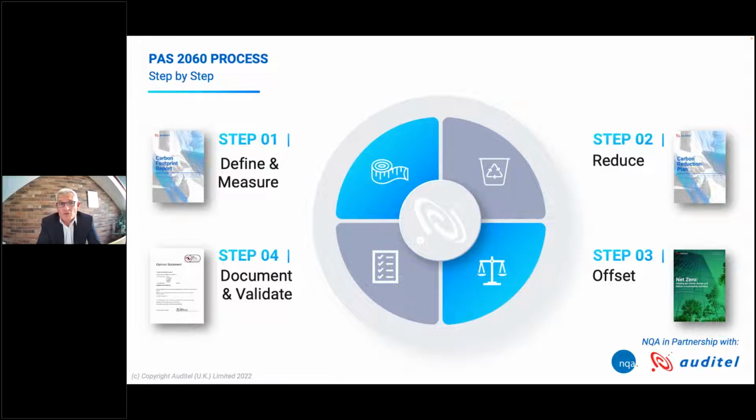We started with the first step in the process, step 1, where we listened to Gavin and Sean explain some of the process involved in defining and measuring a genuine carbon footprint report or an inventory for the business, because you cannot manage what you cannot measure.